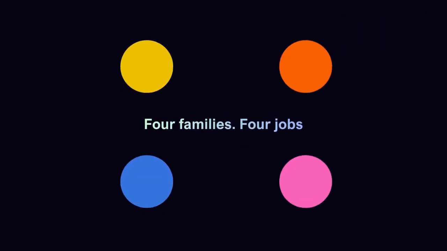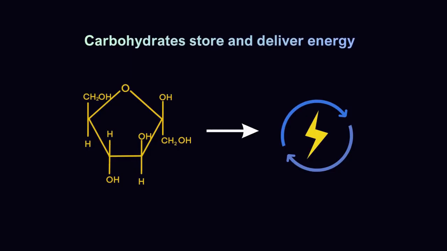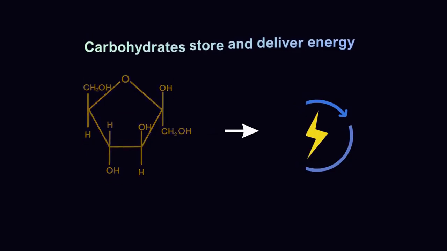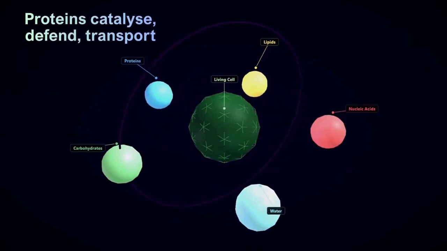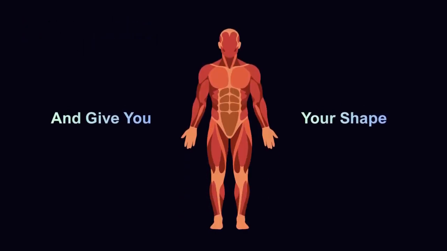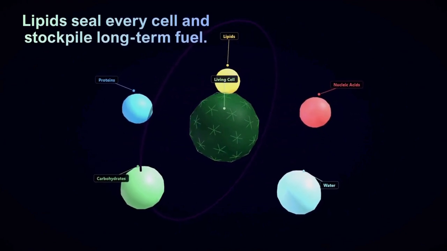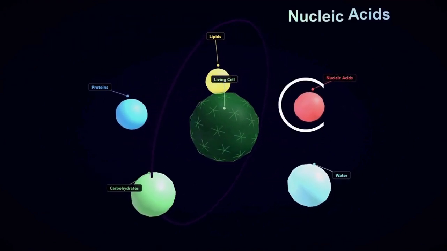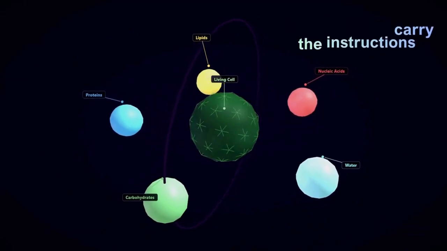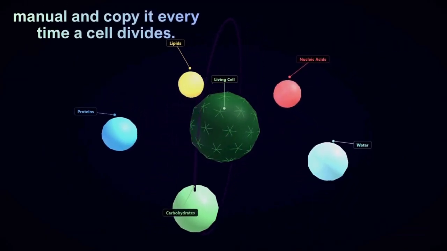4 families, 4 jobs. Carbohydrates store and deliver energy, build cell walls. Proteins catalyze, defend, transport, and give you your shape. Lipids seal every cell and stockpile long-term fuel. Nucleic acids carry the instructions, the manual, and copy it every time a cell divides.